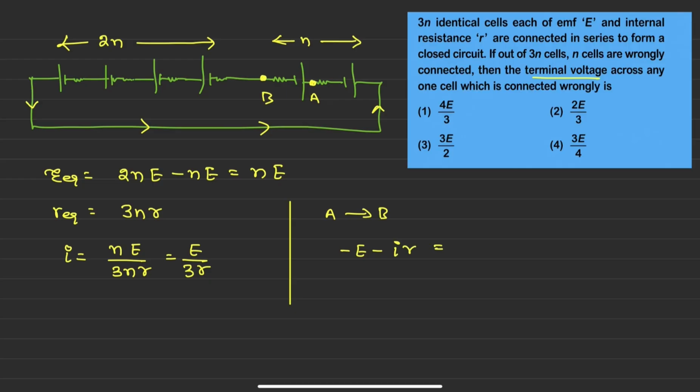Now if I simplify it, what do I get here? Minus E minus I, where I is E divided by 3R, multiplied with R. So R and R will cancel out. What is the answer you'll get here? Minus 4E by 3. We are getting negative due to direction because we are going from A to B here. If we go in the opposite direction, the answer will come in positive. So let us follow the magnitude. In terms of magnitude, our answer will become 4E by 3. That is our option number first.